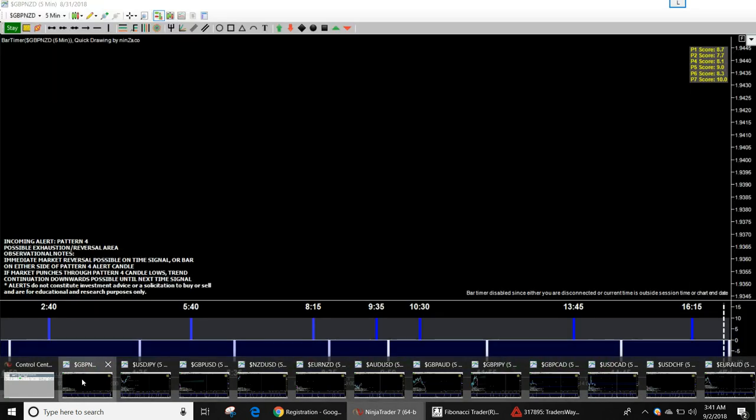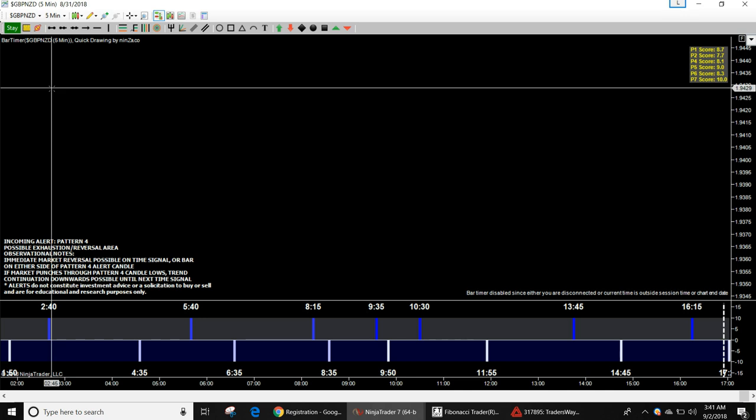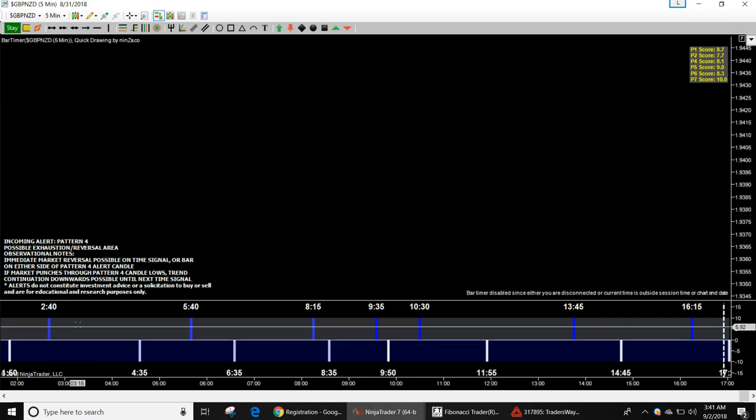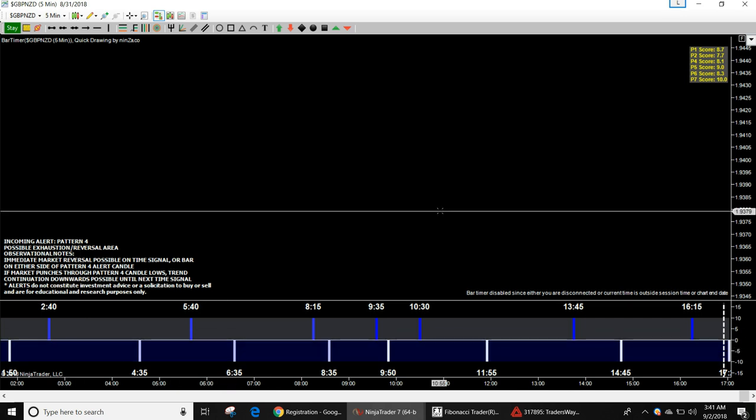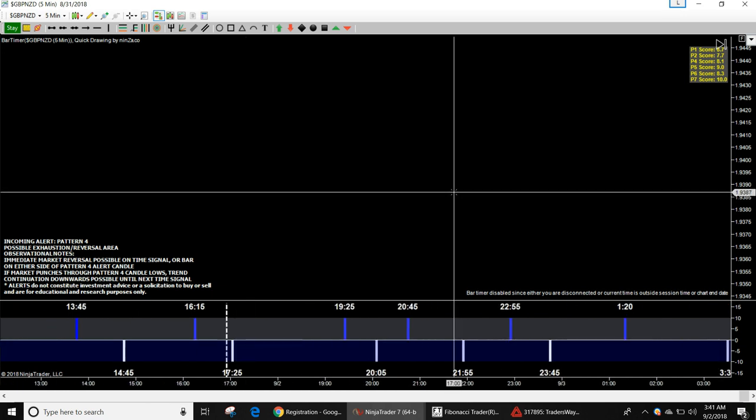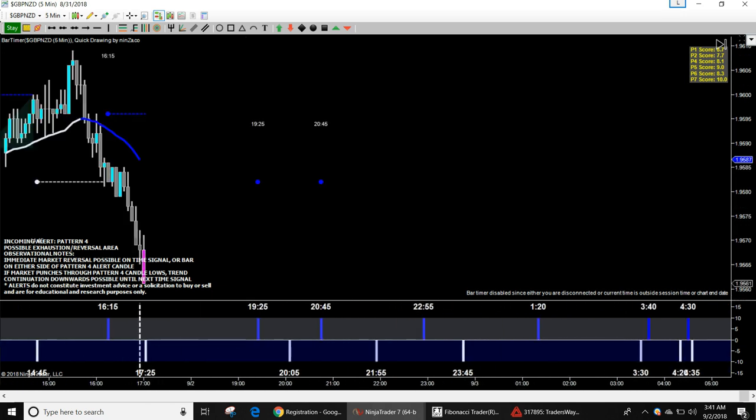So we have the new upgraded software here. This is the GBP NZD. So I already have my time signals ready to go. The current market is going to be back here. There's my GBP NZD right there.